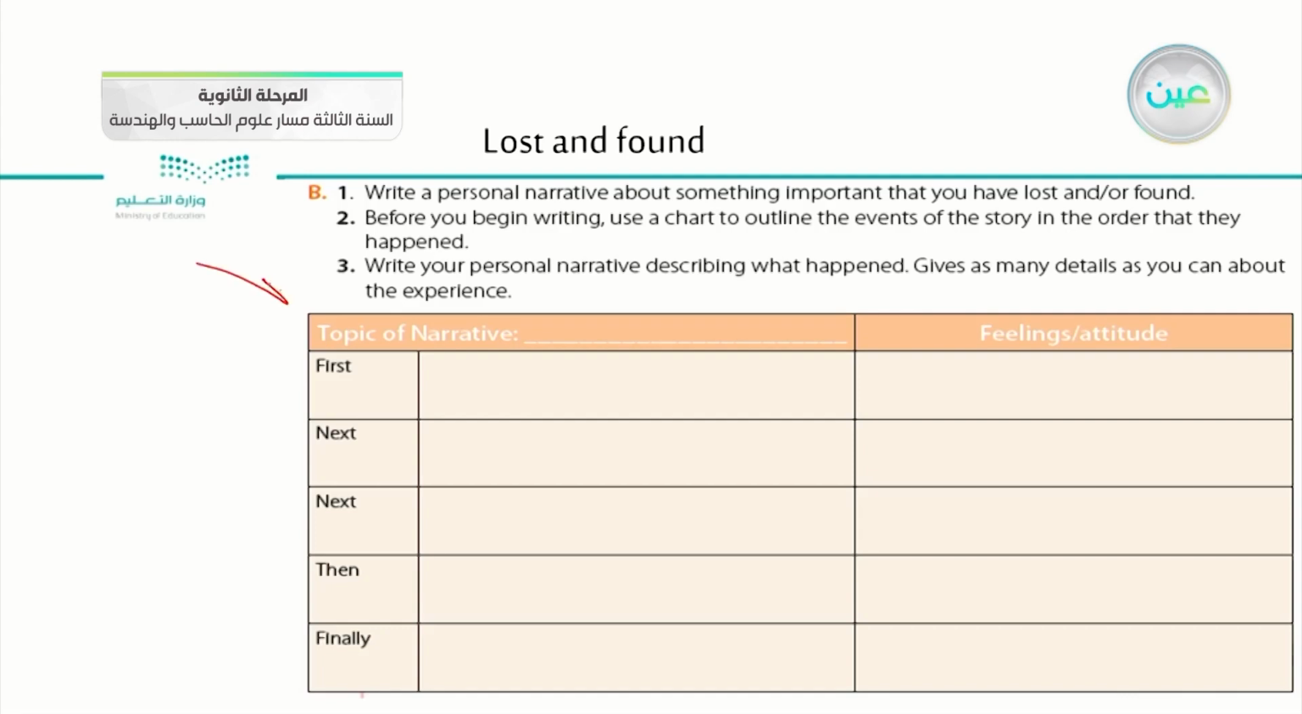This is a chart to outline the events of the story in the order that they happened. So here in the chart, you start writing about the situation, about that day, or the time before the moment of losing the item. Okay? Then after that, go through the details of losing that item. What is the next thing?